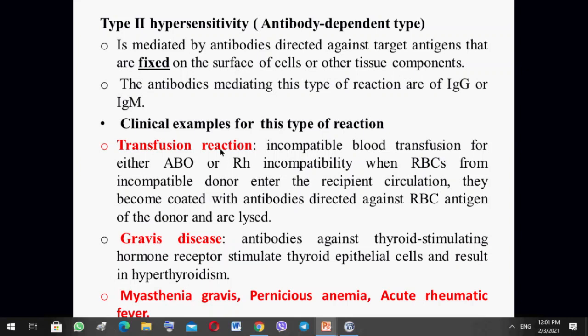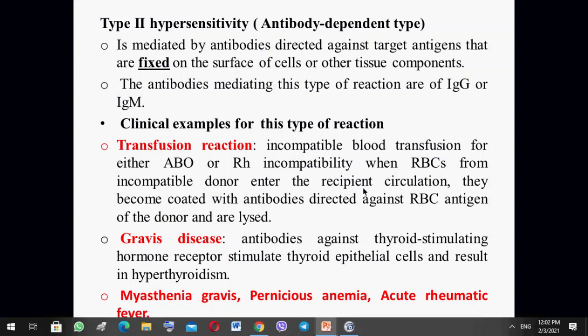So when we have incompatibility in the blood transfusion, okay, the RBC from the incompatible donor will enter the recipient circulation, okay. يعني RBC of the donor راح تدخل إلى recipient, okay, and they will become coated with the antibody directed against the RBC antigen. Why? Because the people which are B blood group, when they receive blood group A, the blood group A having A antigen, okay, and the blood group B, they have A antibody. So it will act as an antigen-antibody reaction, okay.